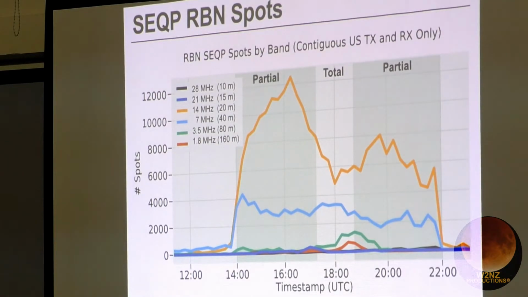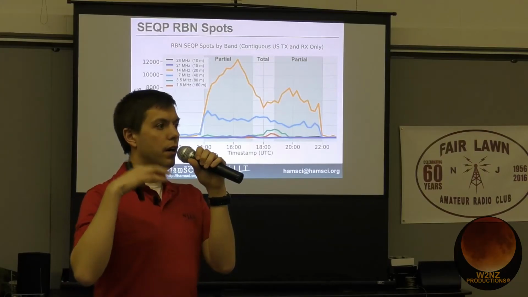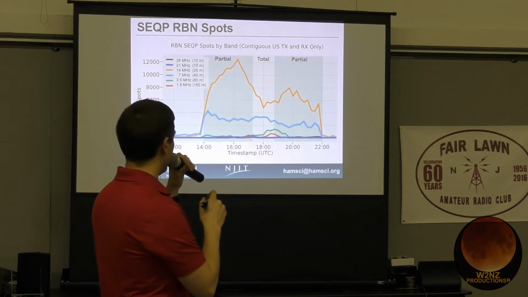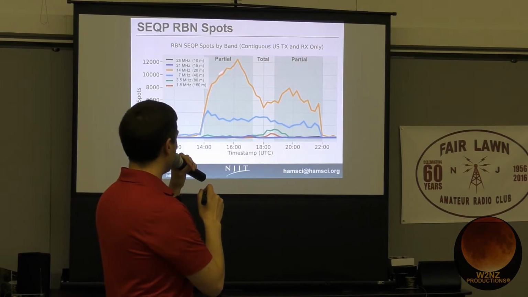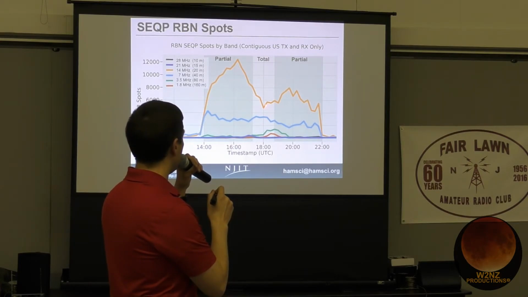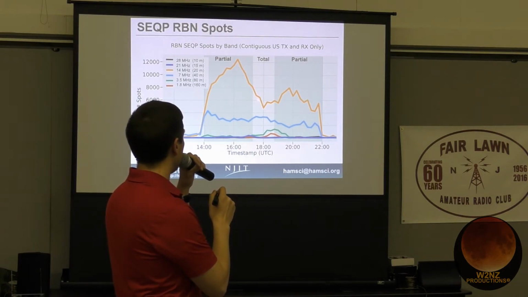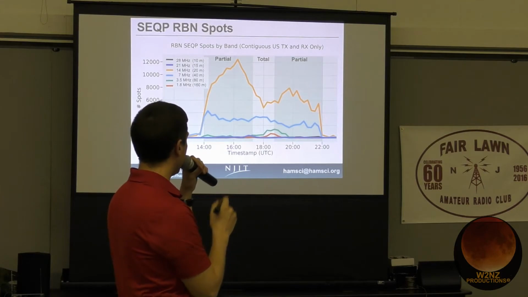So 20 meters is the band that started out being beneath the maximum usable frequency, or beneath the critical frequency of the ionosphere, for most of the United States. And then during totality, it really took a hit. You can see the number of spots just climbed here, and these are Reverse Beacon Network CW spots. Then you start seeing it drop off, and in totality it levels off a bit, and then you see some recovery toward the end.